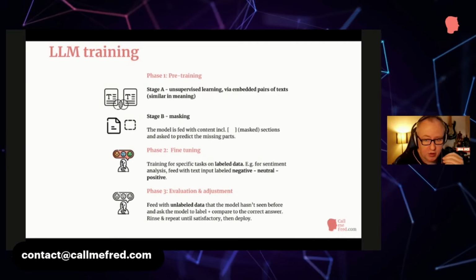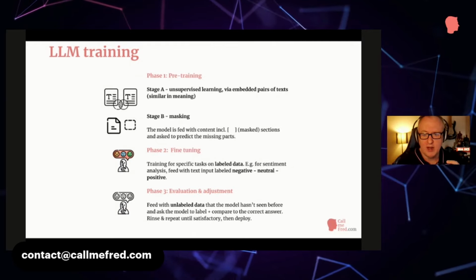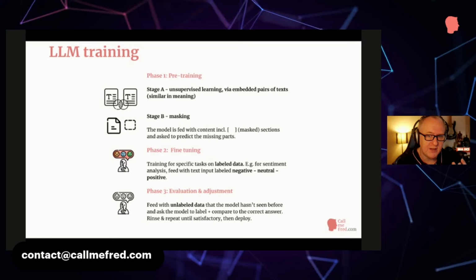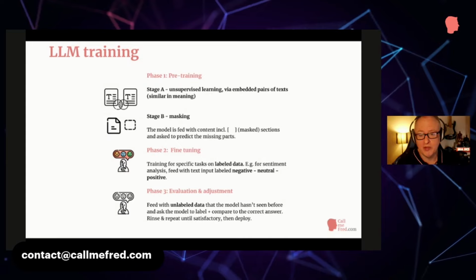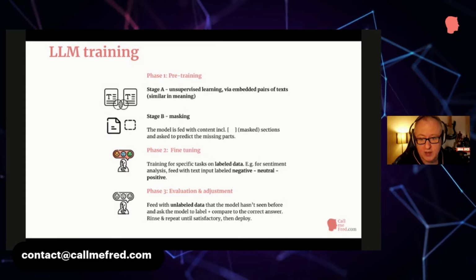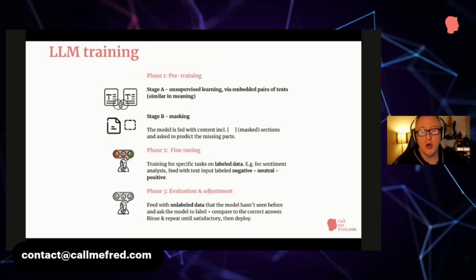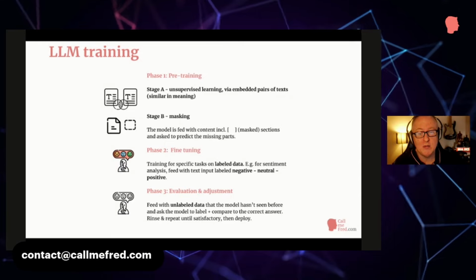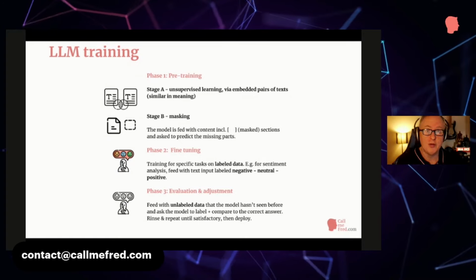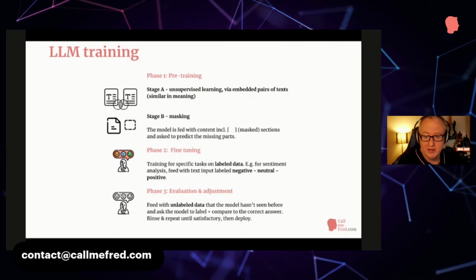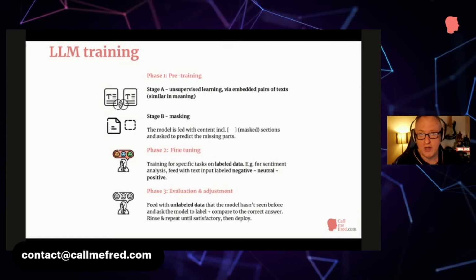The second phase of the learning process is fine-tuning. The model is trained for specific tasks on labeled data. For instance, for sentiment analysis, you can feed it with text input labeled negative, neutral, positive. And finally, we move to the evaluation and adjustment phase. Now you can feed the model with unlabeled data that it hasn't seen before and ask the model to label the data, then compare the output to the correct answer. You rinse and repeat until you are satisfied with the results, and then you deploy the model in production.